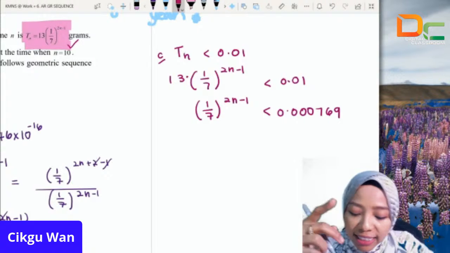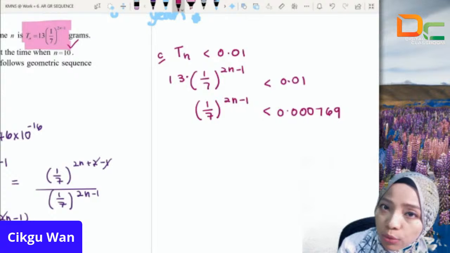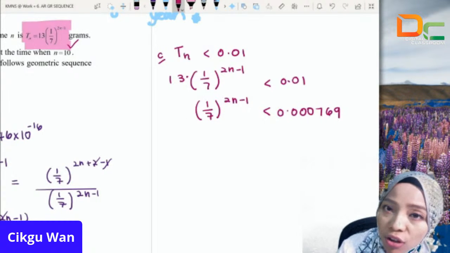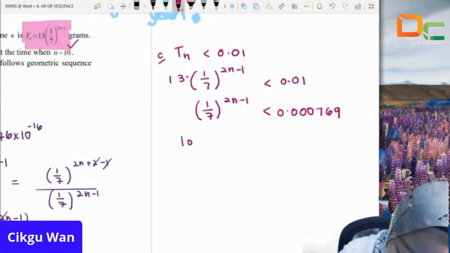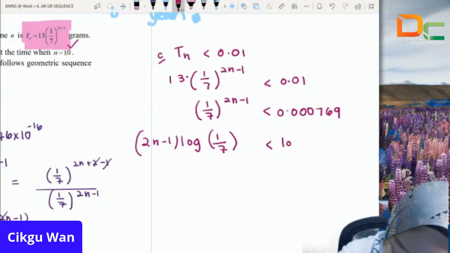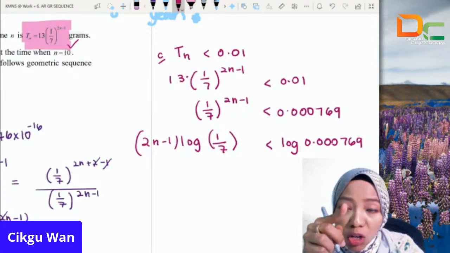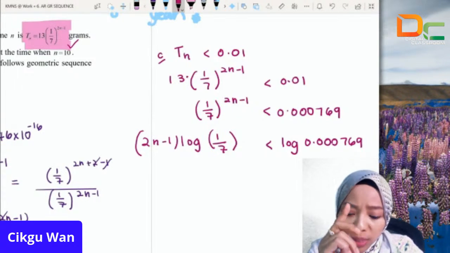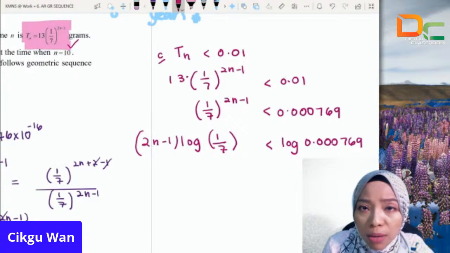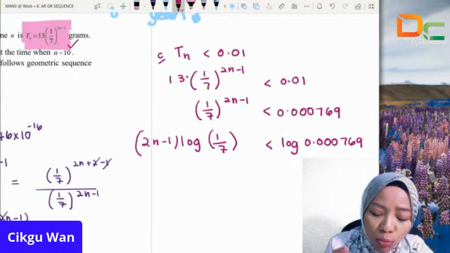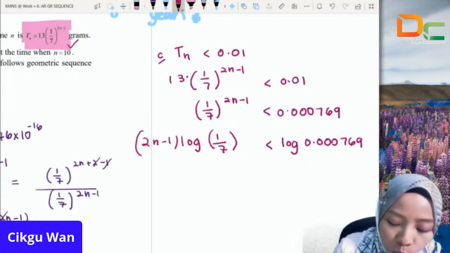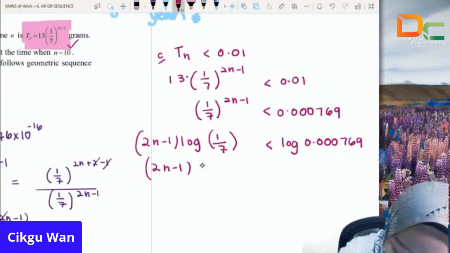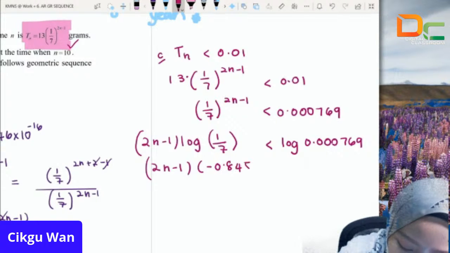So what we're going to do here when we want n, ini macam ibarat layang-layang. Sekarang layang-layang di atas, kita kena tarik ke bawah. By doing that, we have to put log. If and only if we have log, then only we can bring n to the front. So log 1 over 7 to the power of 2n minus 1, log 0.000769. Bear in mind, log pecahan, less than 1, in between 0 until 1, dia mesti negative. If you are multiplying or dividing with negative number, you have to change sign. So cuba tekan log 1 over 7. Negative 0.8451. Betul ke tidak?